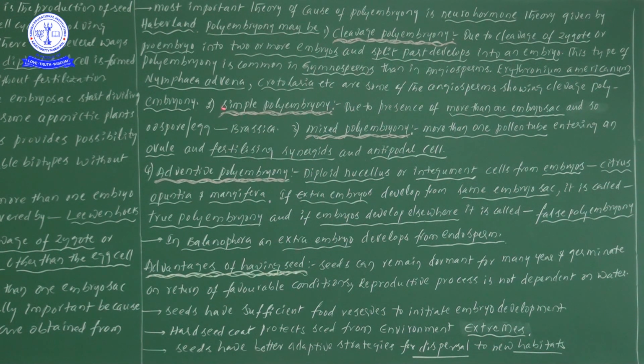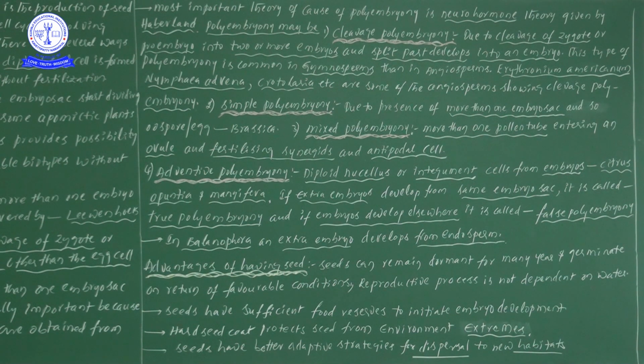The word itself gives the meaning, so there is no difficulty: simple. It is due to the presence of more than one embryo sac. When more embryo sacs are there, we can definitely find more egg cells, and from those egg cells we can see the development of more embryos. So due to the presence of more embryo sacs, we see more oospores or egg cells. We can see this kind of simple polyembryony in Brassica members.